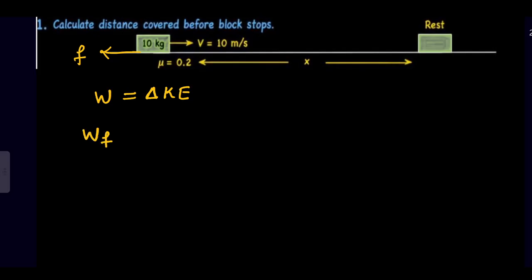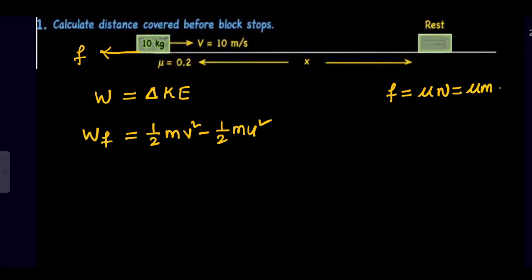Now, the work done by the frictional force equals the change in kinetic energy, that is, half m v square minus half m u square. What is the frictional force? First of all, that is mu into N, which is equal to mu mg. So how much is the frictional force? Mu value 0.2 into 100, so this value is 20.